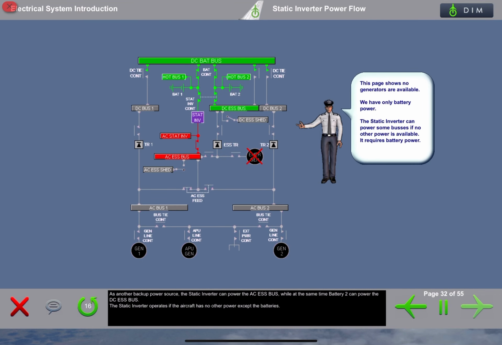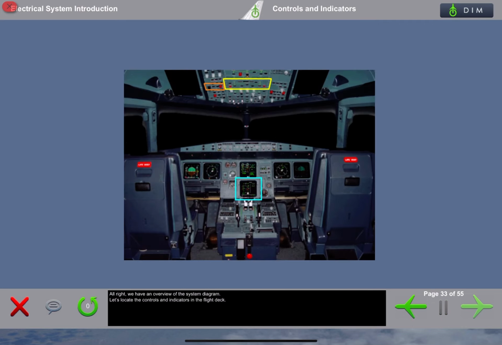As another backup power source, the static inverter can power the AC essential bus, while at the same time, battery 2 can power the DC essential bus. The static inverter operates if the aircraft has no other power except the batteries. All right, we have an overview of the system diagram. Let's locate the controls and indicators in the flight deck.